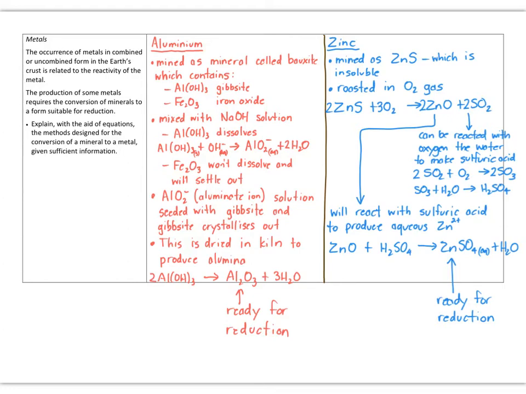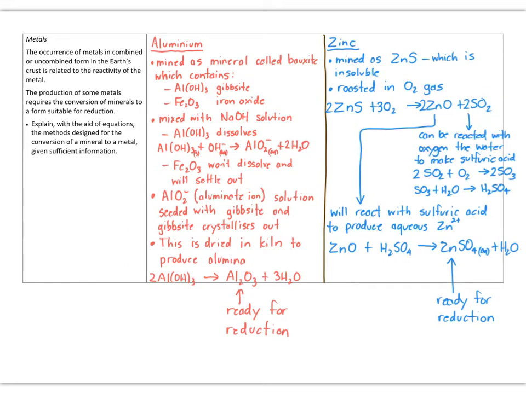Similar thing with zinc, it's mined as zinc sulfide, which is insoluble. So we can't just dissolve that like the bauxite was dissolved in sodium hydroxide. So we actually initially roast that in the presence of air, which contains oxygen, and that produces zinc oxide and sulfur dioxide. Now, we talked about this earlier in the chemical industry.